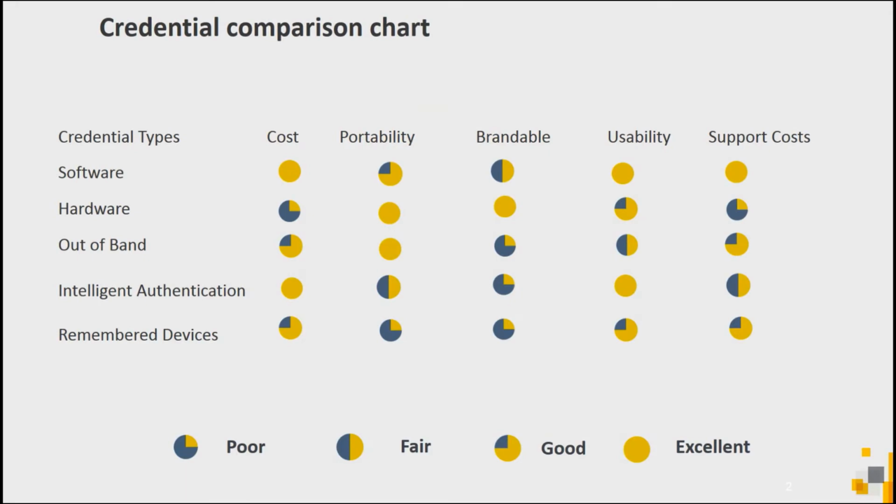By way of comparison, we can look at the credential comparison chart on the screen now. This is broken up by credential type on the left, and then cost, portability, brandability, usability, and support costs across from left to right on the top. Because the software credentials are free, for example, the cost is nothing, which gives it an excellent rating. We'll pause on this chart for a moment to allow you to review these various options.